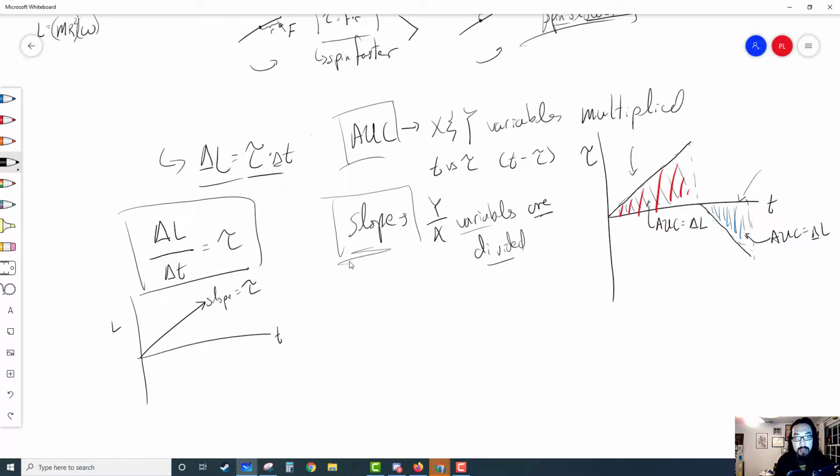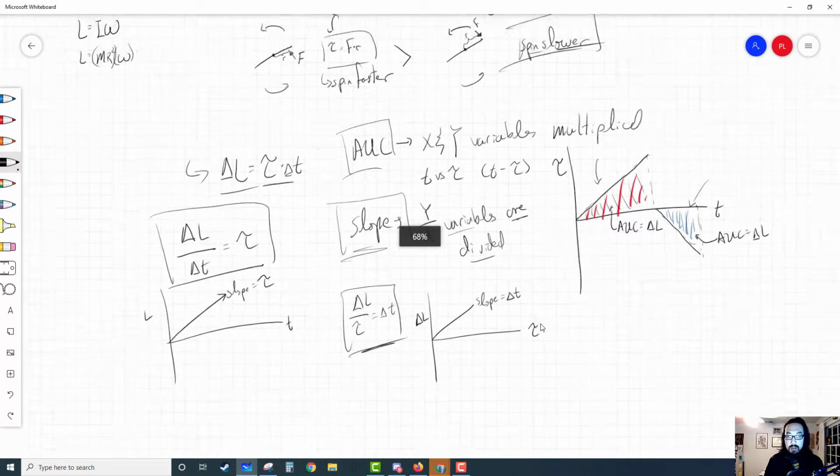Another way of arranging it: instead of delta L divided by time, we can do delta L divided by torque. In that case, we will get delta t. If I were to create a graph for that, we'll say this is delta L and this is torque, the slope would give us the change in time. These are just the techniques that we've been developing throughout our entire physics careers.